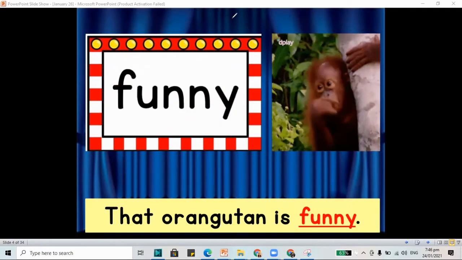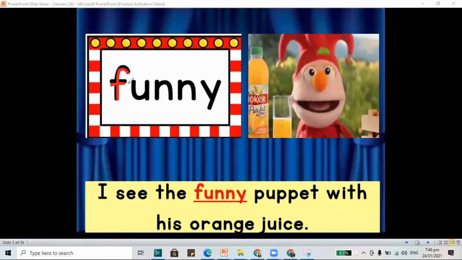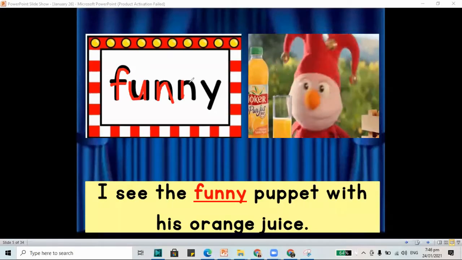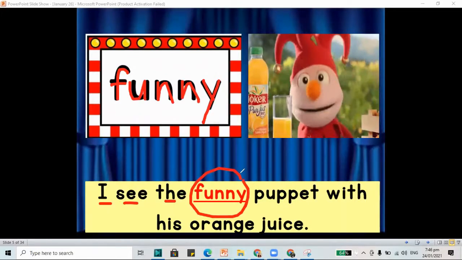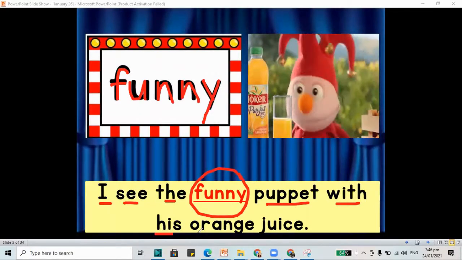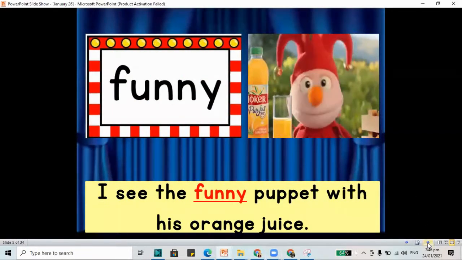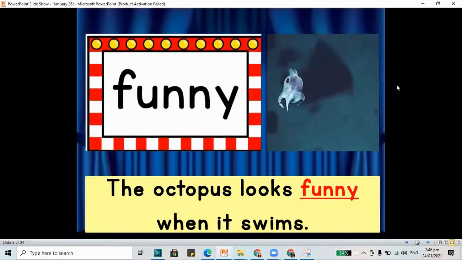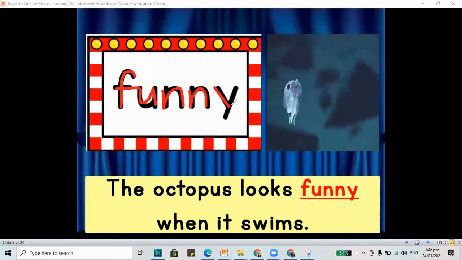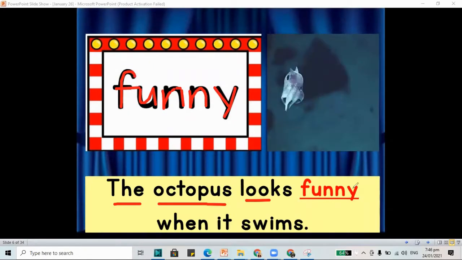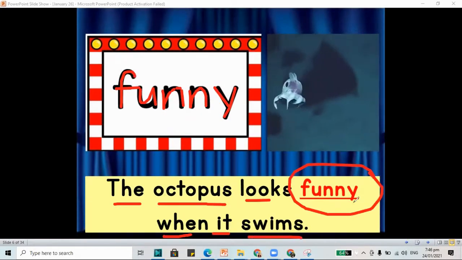How about another word, another sentence? We still have the word funny. We have F, U, N, N, and Y. I see the funny puppet with his orange juice. We have the word funny. And how about for the next word, funny? F-U-N-N and Y. That's funny. The octopus looks funny when it swims. Our word is funny.